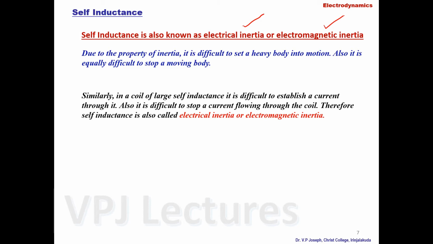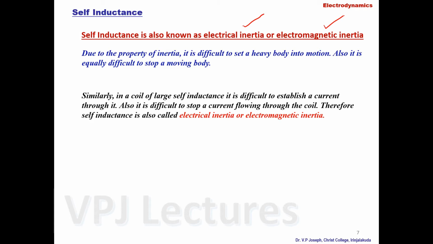The term comes from the property of a material. We know that for a material there is a property called inertia. That is, a body at rest is difficult to start in motion. Then when it is moving with a constant velocity, it is difficult to stop the body. This intrinsic property is called inertia. So inductance is similar to inertia, the mechanical property. So it is called electrical inertia or electromagnetic inertia.